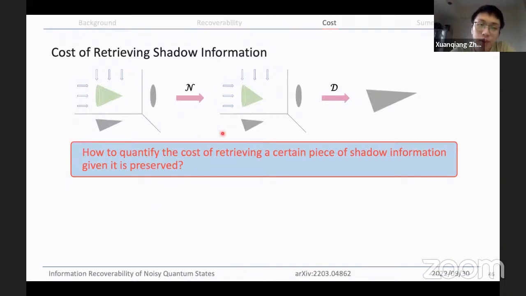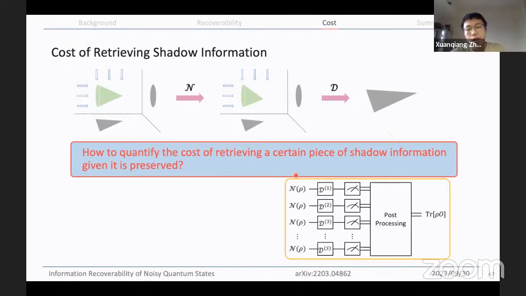And to retrieve a certain piece of shadow information, there is some cost. Now we consider the question of how to quantify the cost of recovering a piece of shadow information. Recall that our retrieving protocol is a probabilistic sampling protocol. It uses many copies of the noisy quantum states. So it is reasonable to take the number of copies required as a measure for the cost.